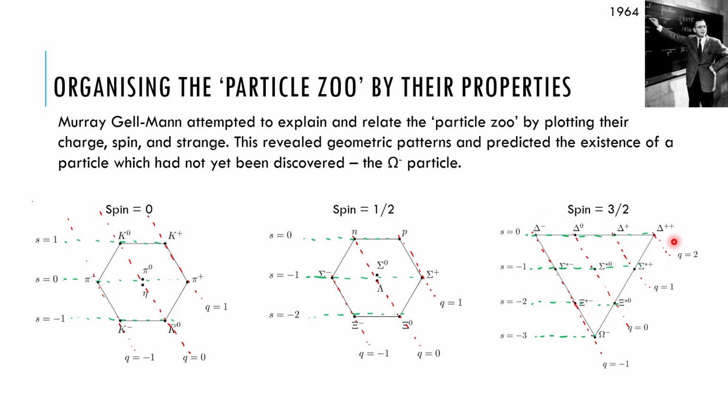It should also be noted that at the time of Gell-Mann's work, the spin 3/2 plot looked like the zone drawn in blue. The omega minus particle was not yet discovered. However, using this model and the principles of geometry, Gell-Mann predicted the existence of a particle that had spin 3/2, a strangeness of -3, and a charge of -1. He was later proven to be correct on this.